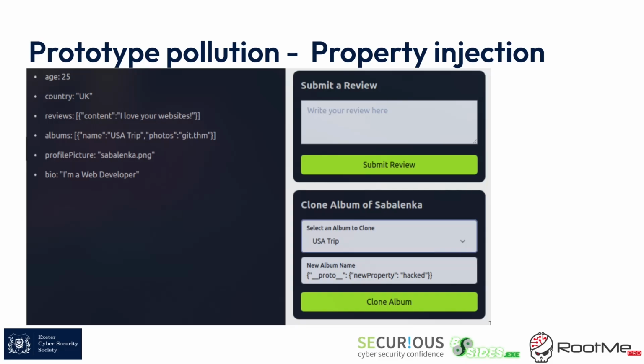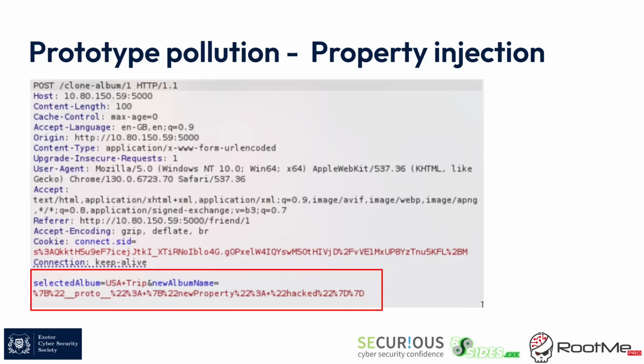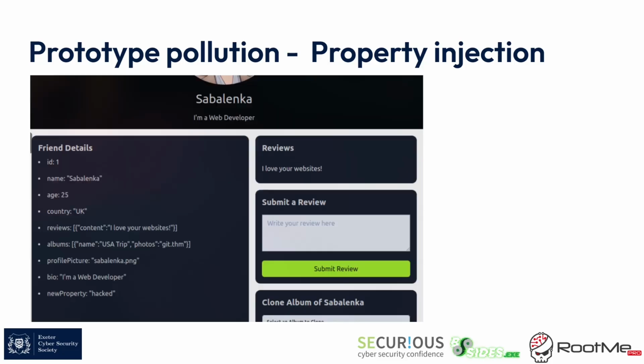Okay, so this is what it looks like on the front end. I have the option to select an album that belongs to Sabalenka, and usually I could set a new album name and then copy it into my own profile. But what the attacker is doing here is sending the payload that I showed you just now, and after sending this request, you'll get this POST request sent to that endpoint, and then you'll see the new property shows up in the friends array in that object as well.